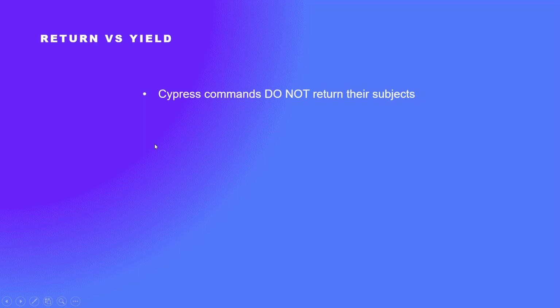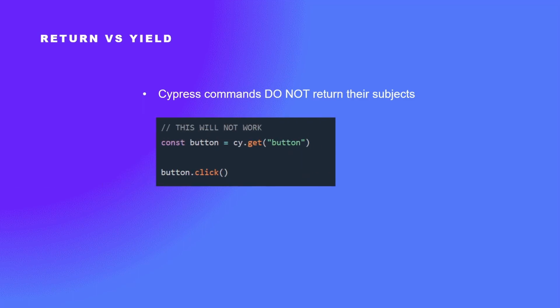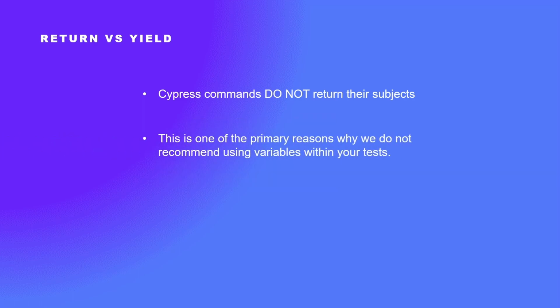Cypress commands do not return their subjects. For example, you are getting some text on the web page and it will not be returned as a subject. For example, here you are using cy.get on a button and storing it in a variable, and after storing the subject in a variable you are providing a click operation. This will never work in Cypress. This is one of the primary reasons why we do not recommend using variables within our tests.